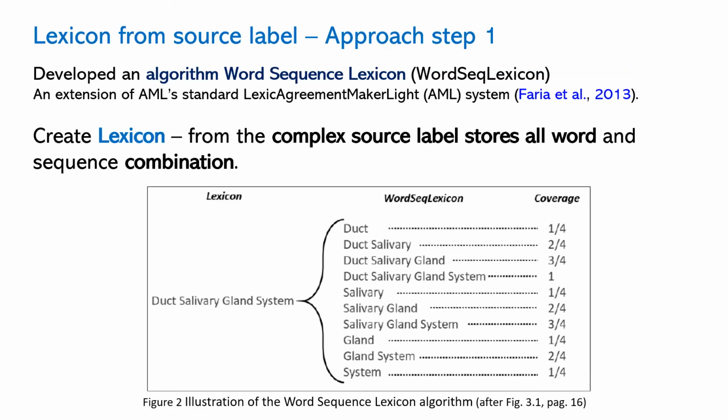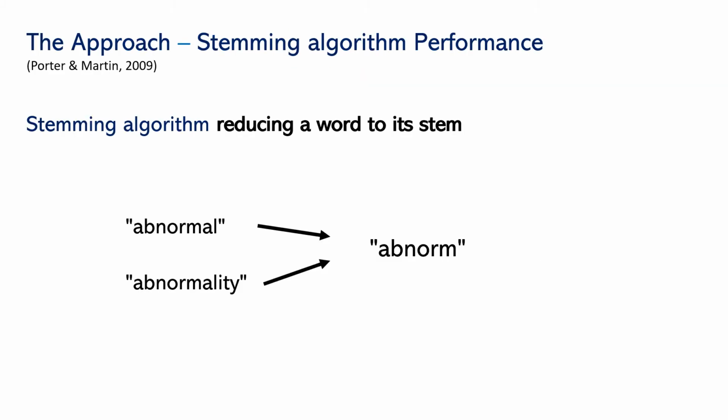The approach is built in two steps. In the first step, she builds a lexicon using the algorithm Word Sequence Lexicon. Here she takes the label from the source ontology and breaks it down into all word and sequence combinations. The lexicon was either built using the words as they appear originally in the label, or using the stemming algorithm that reduces words to their root.